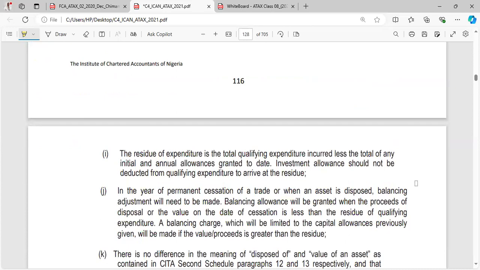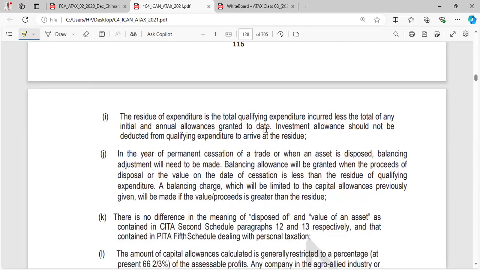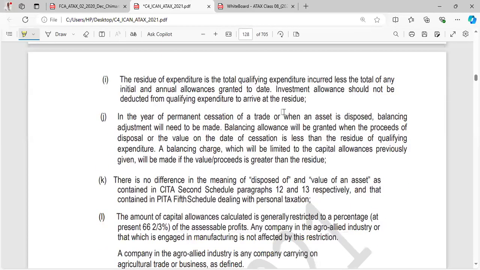The residue of expenditure is the total qualifying expenditure incurred less the total of any initial and annual allowances granted to date. Initial allowance should not be deducted from the qualifying capital expenditure to arrive at the residue. Said that before. Then we said in the year of permanent cessation of trade or when an asset is disposed, balancing adjustment will need to be made.